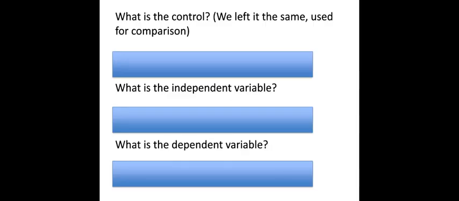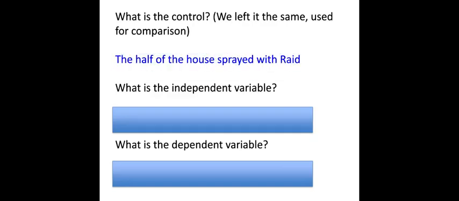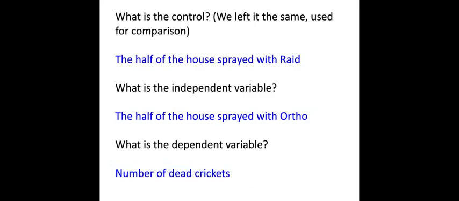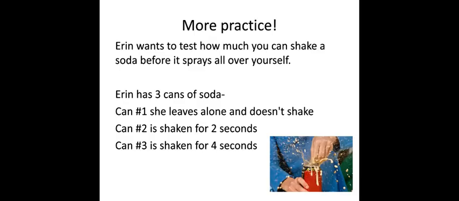They're pretty loud. What is the control? We left it the same and used it for comparison. So what did he spray with the first time that he would leave the same? The half of the house sprayed with Raid, because that's what he used last time. So what would the independent variable be? What did he change to compare? He used Ortho spray on the other half. What is the dependent variable? What will he be measuring? He wants to measure the number of dead crickets to see which one works better. Okay, so that's the independent variable, dependent variable, and the control.